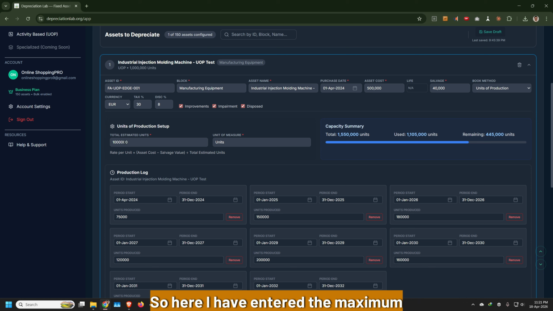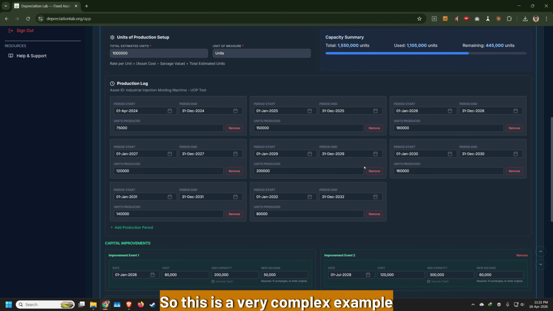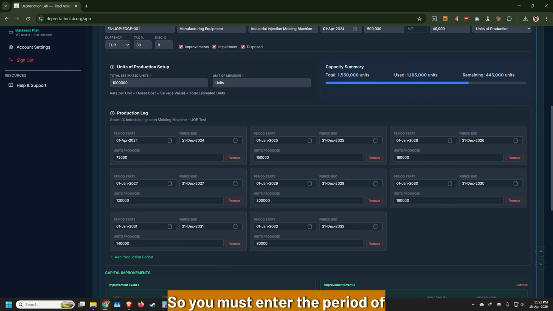So here I have entered the maximum units, which is 10 million. And here are the number of units. Capacity is calculated based on various criteria. So this is a very complex example where we have entered everything in this particular scenario. So this is the critical part. If you don't enter the production log, the whole calculation will not work. So you must enter the period of production. In this case, it is April 2024 to December 2024. So only for 9 months, we have produced 75,000 units, and so on for other years.